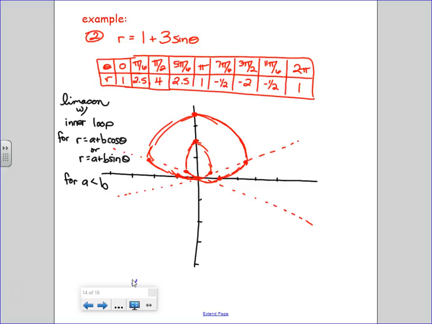I think R prime would be dr/d theta. That wouldn't have anything to do with the graph, dy and dx. So it would be a rate, but it wouldn't be a tangent.